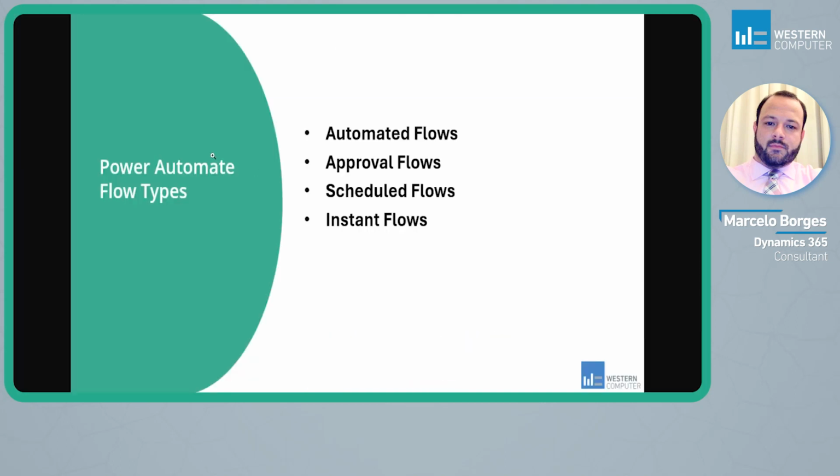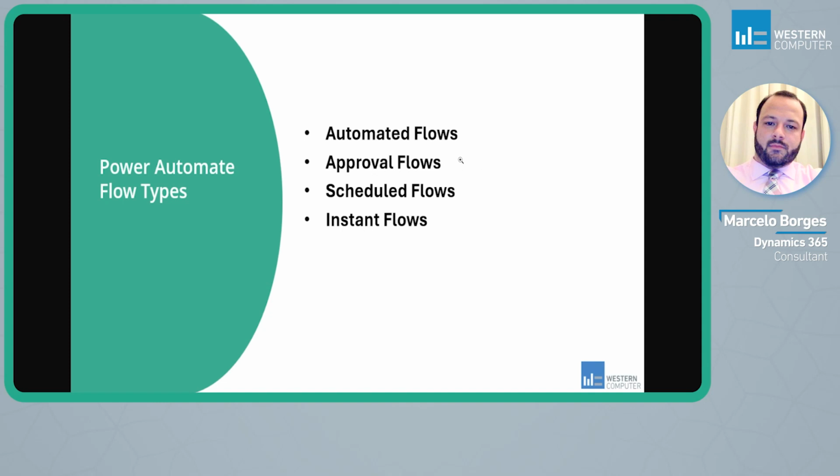The different flow types that we can have between Power Automate and Business Central are four: automated flows, approval flows, schedule flows, and instant flows. Automated flows are based on business events, such as releasing a sales order, blocking a customer. You can create flows that will trigger specific events in case those business events happen.